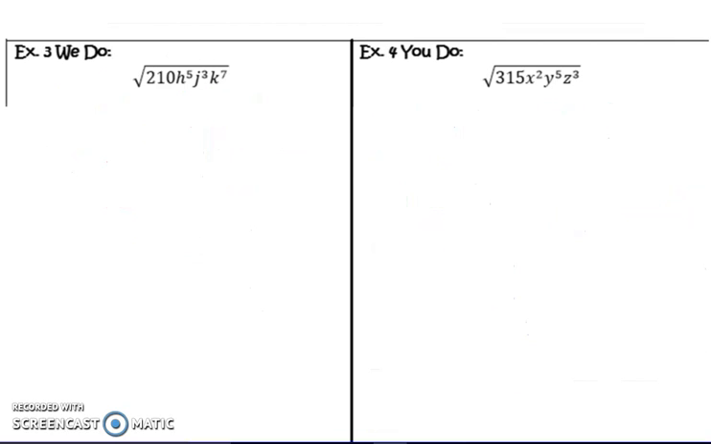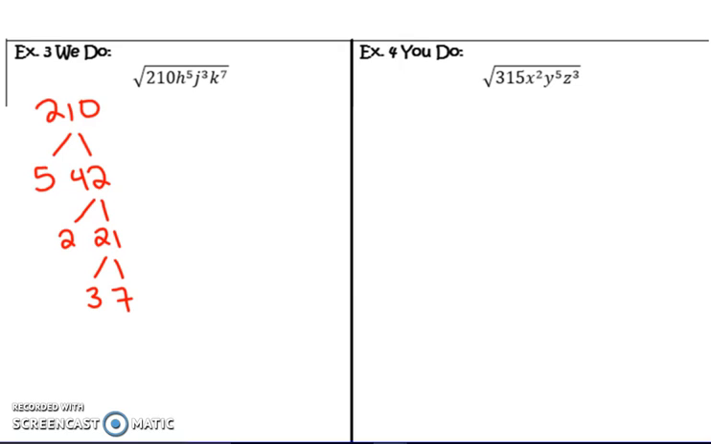If we look at number 3, again, I'm going to start with 210. I'm going to break it down by 5. If you chose a different number, that's fine. We get 5 and 42. 42 breaks to 2 and 21. 21 breaks to 3 and 7.